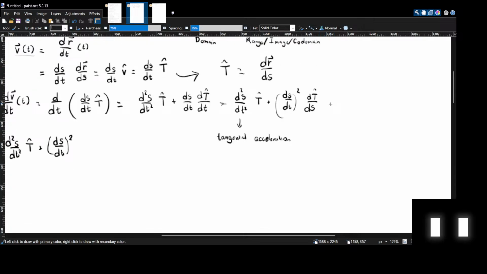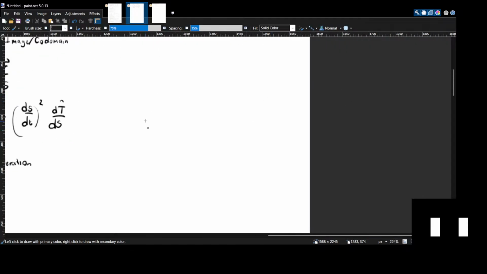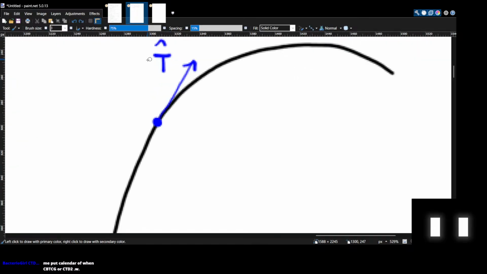Okay, so dt is a delta t, right? Obviously. So that means if our path curves a little bit, so our t over here goes in this direction at this point. This one is t. Yeah, this one is going to be t at a certain value of s.